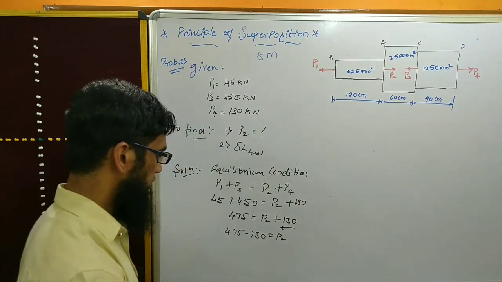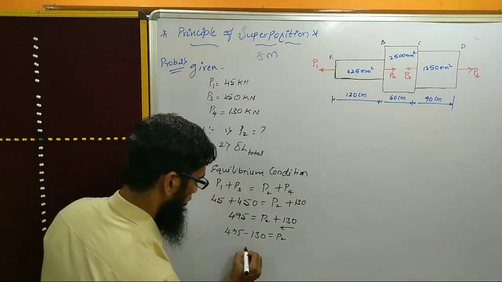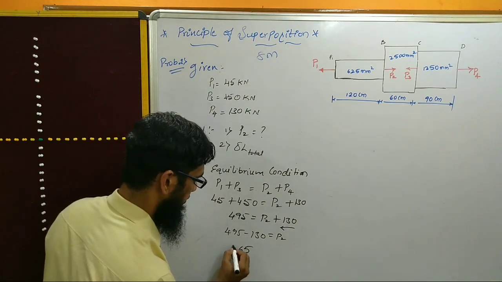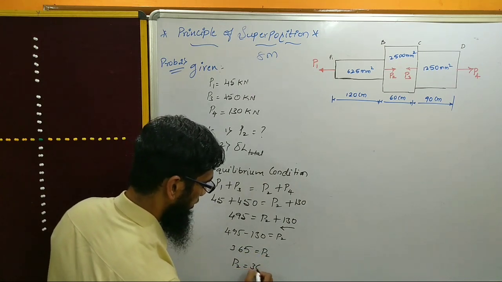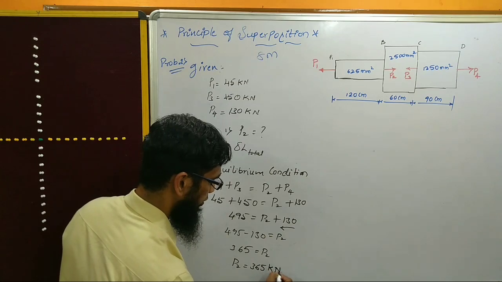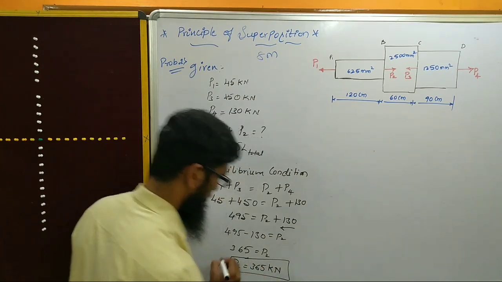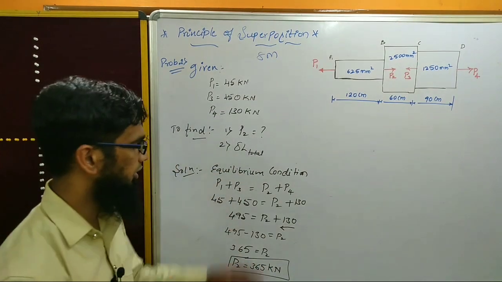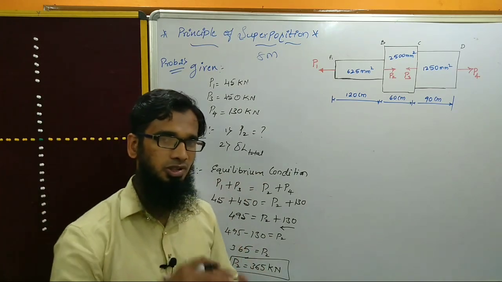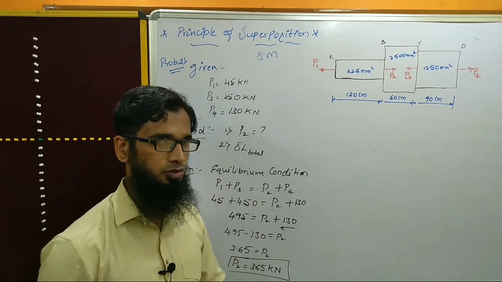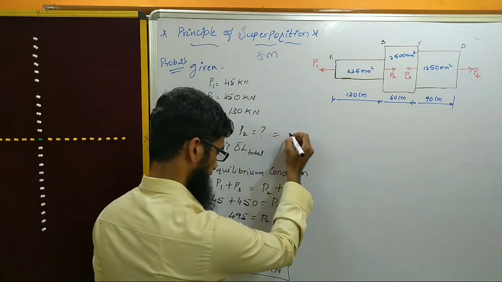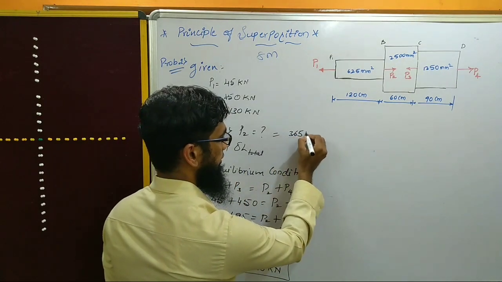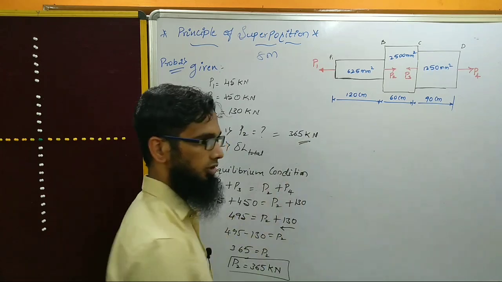Now finally you just simplify this, you may get around 563. So this is P2. So P2 is given by 365 kilonewton. Okay. The first part is over. That is by taking the equilibrium condition, which is left hand side forces equal to right hand side forces. The first part is over, with P2 given by 365 kilonewton, what we have calculated here.